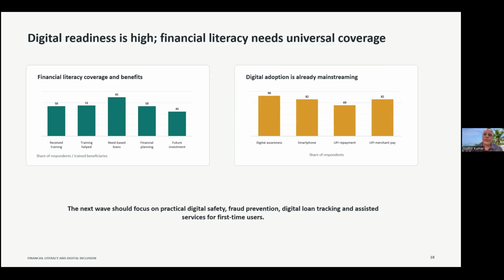But the awareness of UPI and digital payments, specifically UPI, is immense. And people have adopted it and are using it quite well, including women. They are using it for payments to merchants.